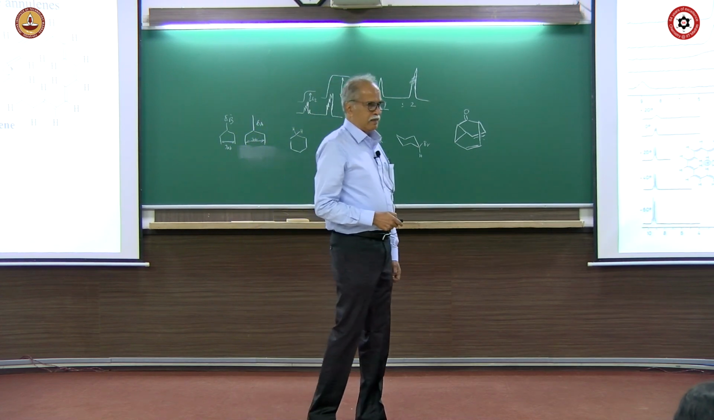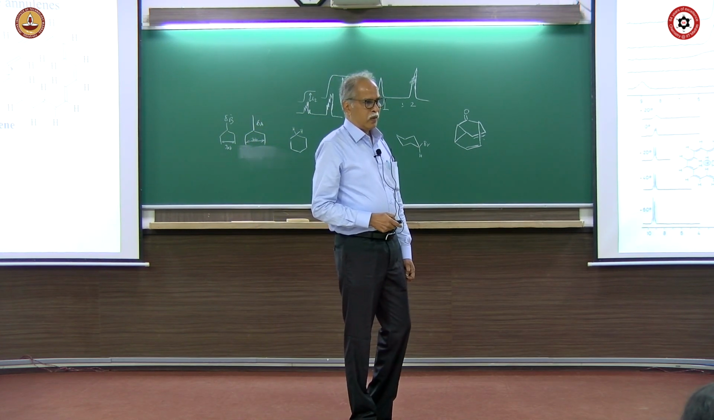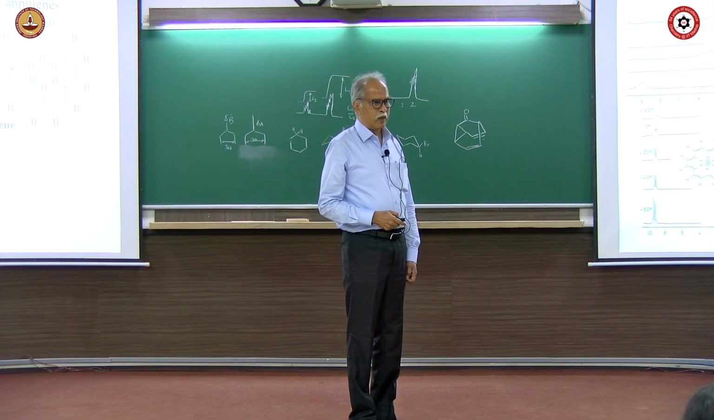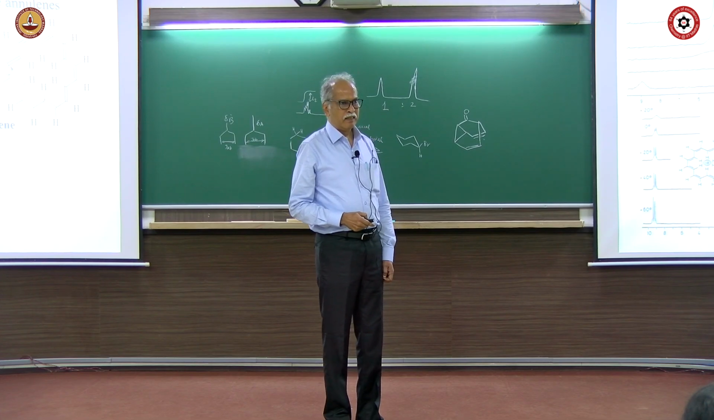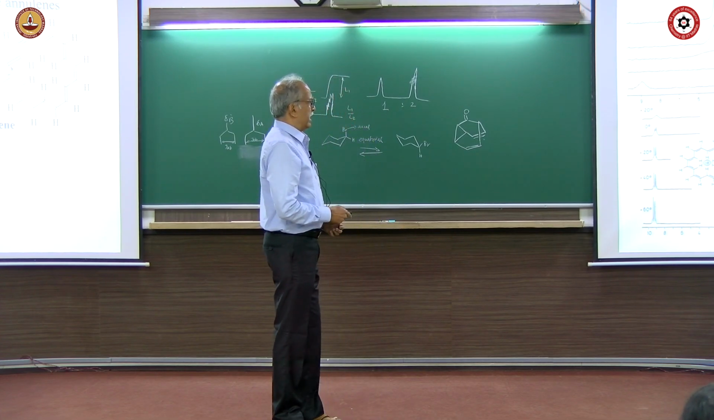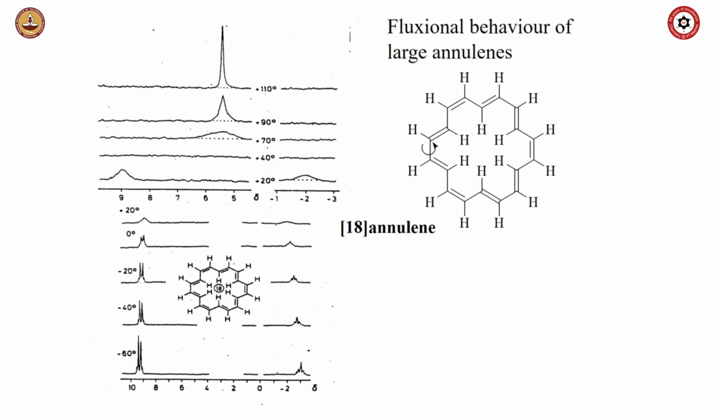What are annulenes? Annulenes are conjugated cyclic molecules, right? Alternating double bonds. Benzene is a 6 annulene. This is an 18 annulene. This is a large cycle. It is a large annulene, and it can undergo rotation of the carbon-carbon single bond to bring this hydrogen outside and this hydrogen inside. So that is a dynamic process one refers to here.